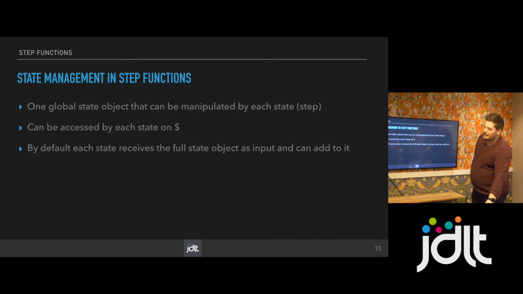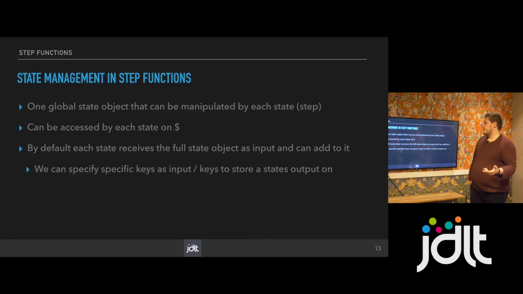By default, each function will receive the full state object as input. You can manipulate this by passing in specific keys as you want, and each state will again, by default, overwrite the global state once it's finished with its output. But again, that's something we can manipulate as we please. So you can either overwrite the global state completely each time, or you can treat it like object spreading, where you just add an extra key each time you're done.